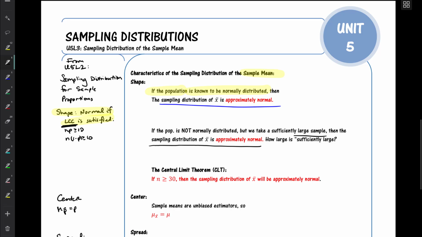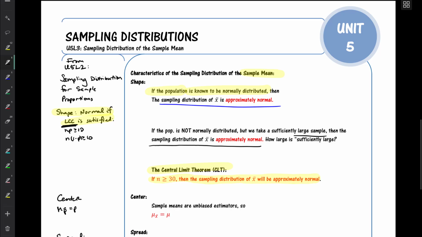This is where a lot of statisticians have done the hard work for you, and they came up with the central limit theorem. The central limit theorem says if you have a sample size that is at least 30, then your sampling distribution is going to be approximately normal.